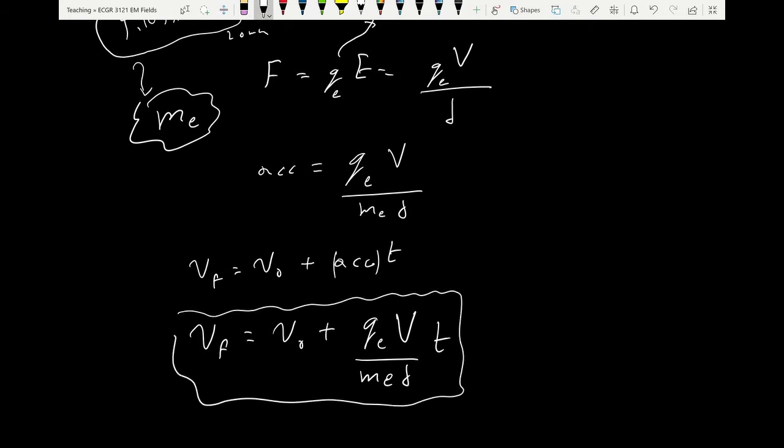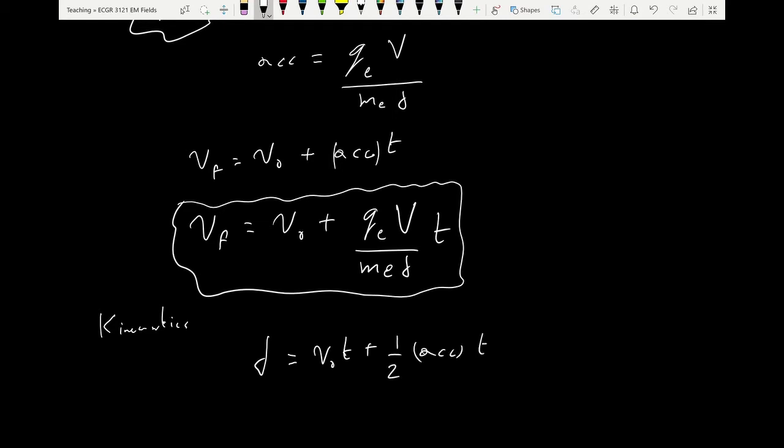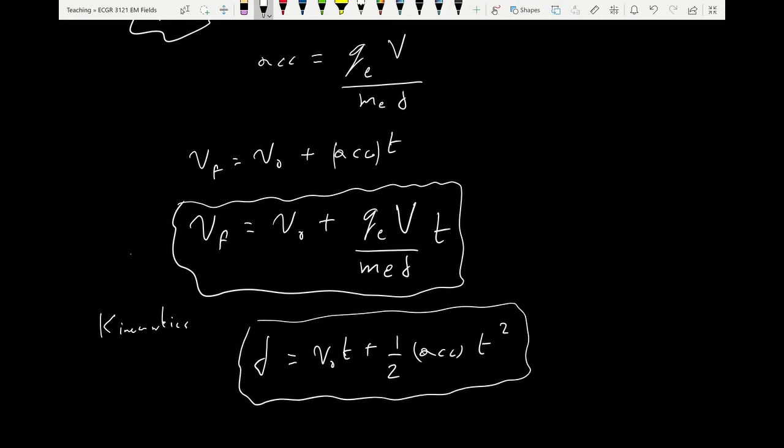Everything is known here except t. t is the time it takes the electron to travel from the cathode to the anode. And we can get that time from another equation, which is the distance equation from kinematics. This is a physics equation: the distance is equal to v0 t plus half acceleration t squared. If you know the acceleration, you can find the distance using this equation.